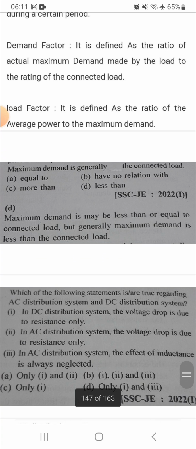Maximum demand is generally less than the connected load. Option D. Maximum demand is generally less than the connected load.